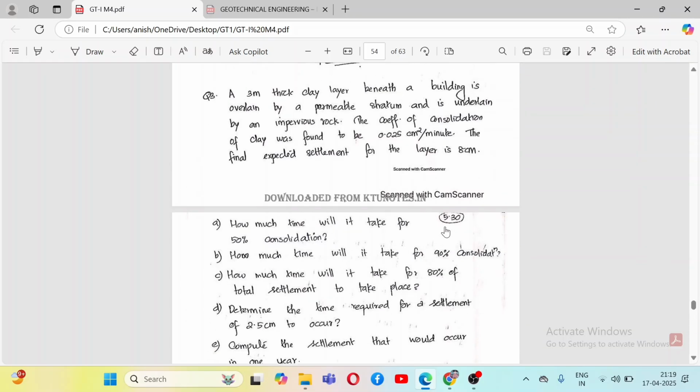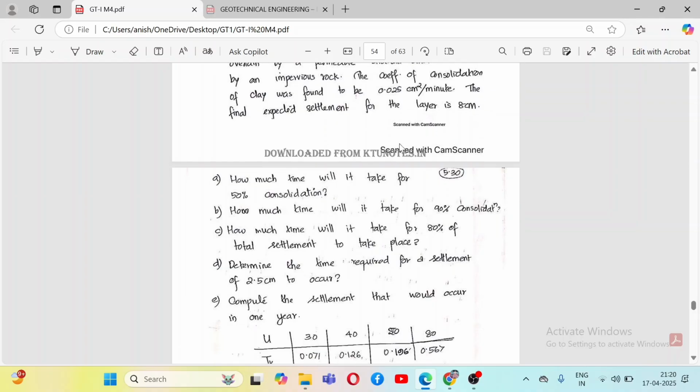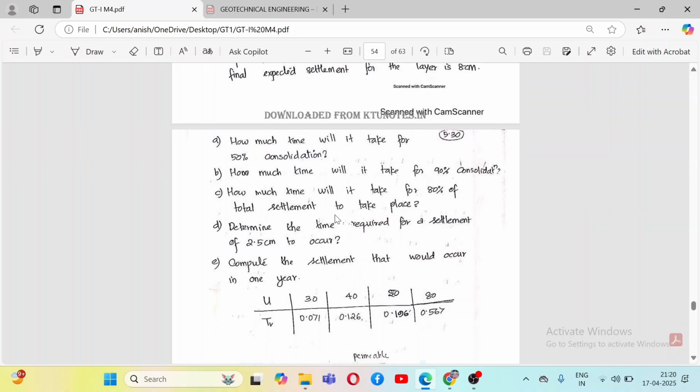Okay, next question. A 3-meter thick clay layer beneath a building is overlain by a permeable stratum and underlain by an impervious rock. The coefficient of consolidation of the clay was found to be 0.025 centimeter square per minute. The final expected settlement for the layer is 8 centimeter. How much time will it take for 50% consolidation?